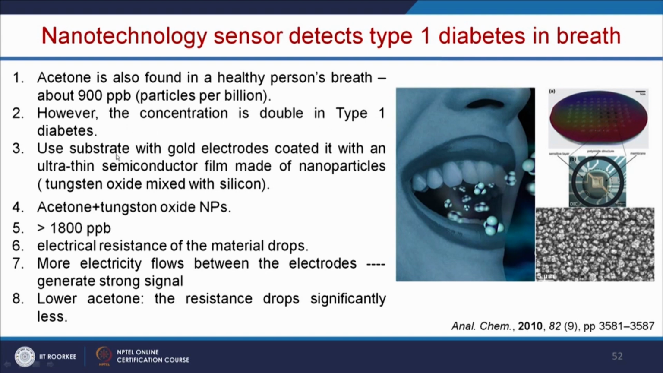Here we will be using a substrate with gold electrodes, coated with an ultra thin semiconductor film made of nanoparticles, and here tungsten oxide mixed with silicon is mainly used. In presence of acetone, the electrical resistance of the material drops. So, depending on the electrical resistance, we can easily detect diabetes in the breath of a particular person. Based on this electrical resistance based breath sensor, we can easily identify a person with type 1 diabetes.